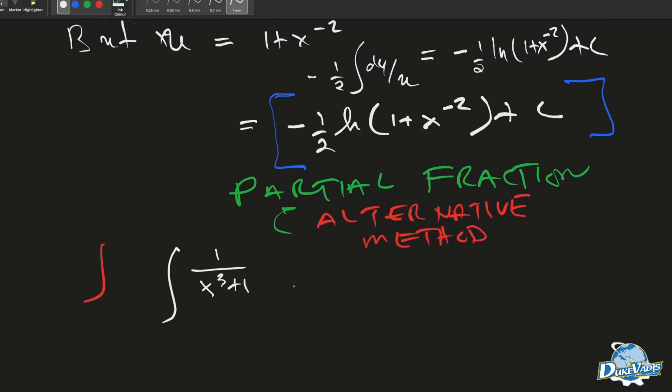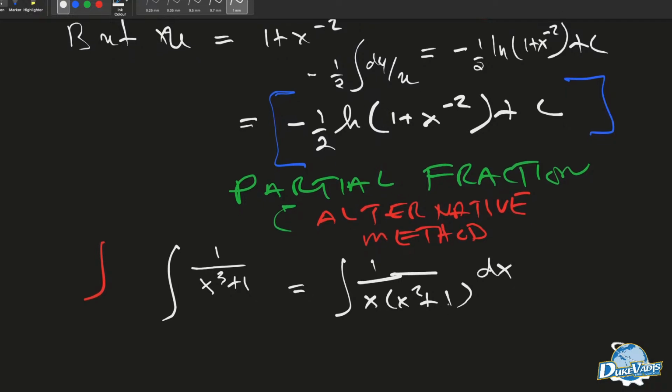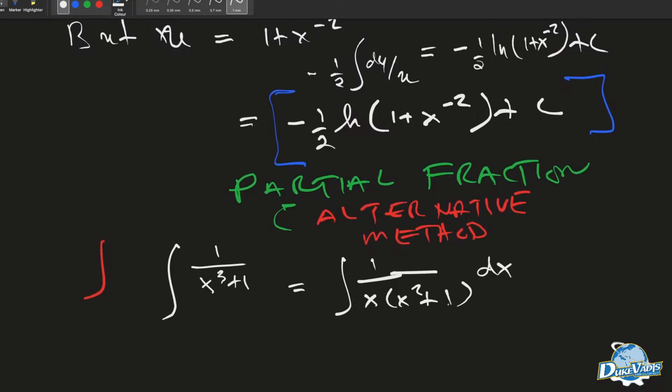Okay, so this can be written as the integral of 1 over x times (x squared plus 1) dx. If we look at the equation very well, we will see that this is x squared plus 1, more or less like a linear 1 over x. So let's set it up as the partial fraction method.